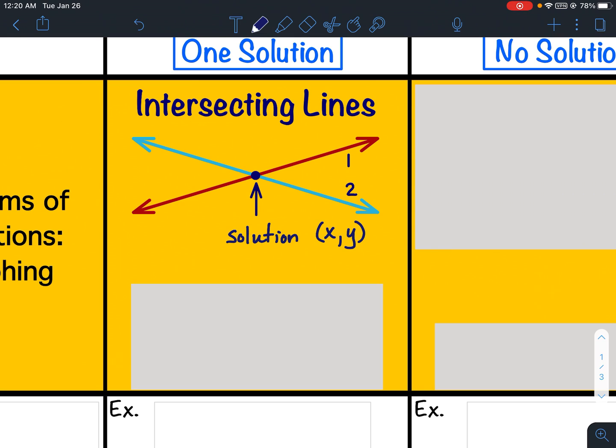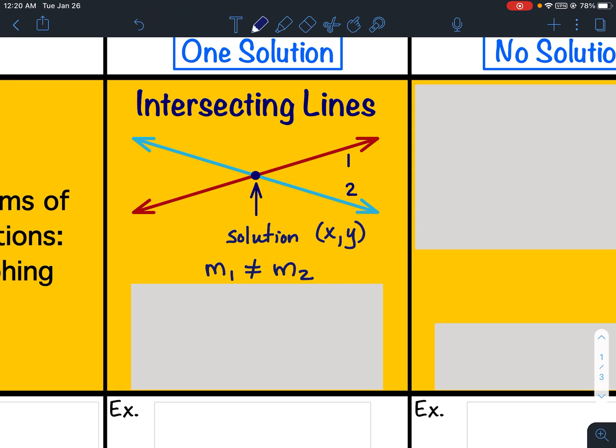All right, the key to knowing that it's going to be intersecting lines is the fact that the slopes of the lines will not be equal. So in other words, the slope of line 1 will not equal the slope of line 2.